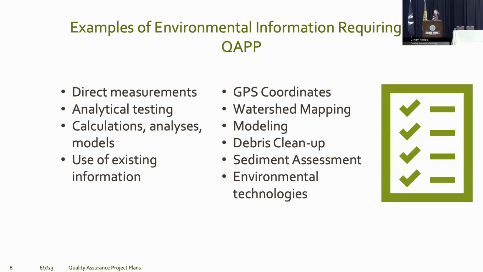If you are pulling information from different databases, a QAPP allows you to think through where your parameters are in order to determine what is valid data, what is data that you are going to be using. And then also, GPS coordinates if you're doing some watershed mapping, any sediment assessment or environmental technology use. These are all environmental information that would require a QAPP.